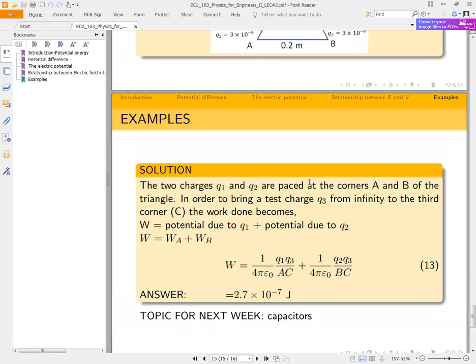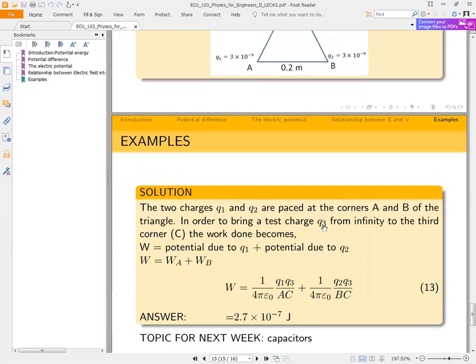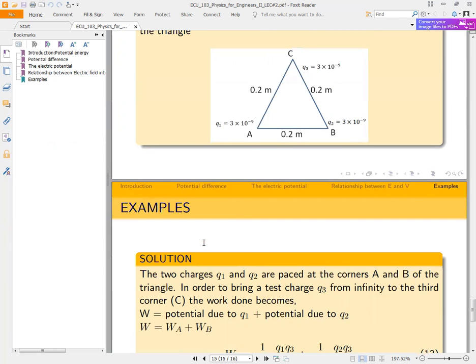First and foremost, you locate the two charges at two corners of the triangle. In this case, we have said the two charges Q1 and Q2 are placed at the corners A and B of the triangle. So you place them at the lower corners. In order to bring a test charge Q3 from infinity to the third corner C, the work done becomes, so this is what you do. Let me explain before we look at this slide.